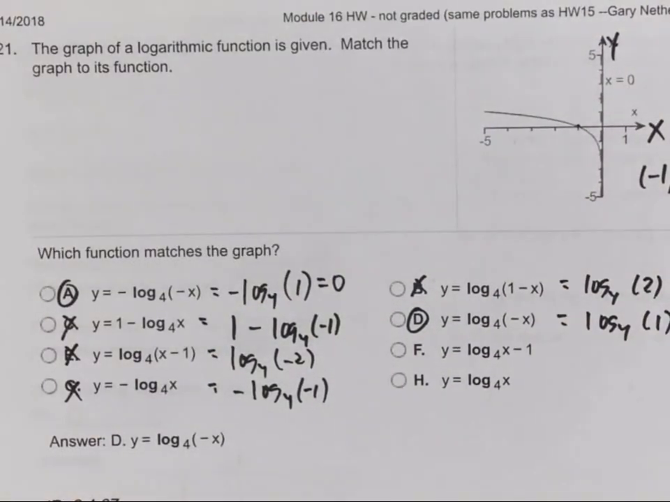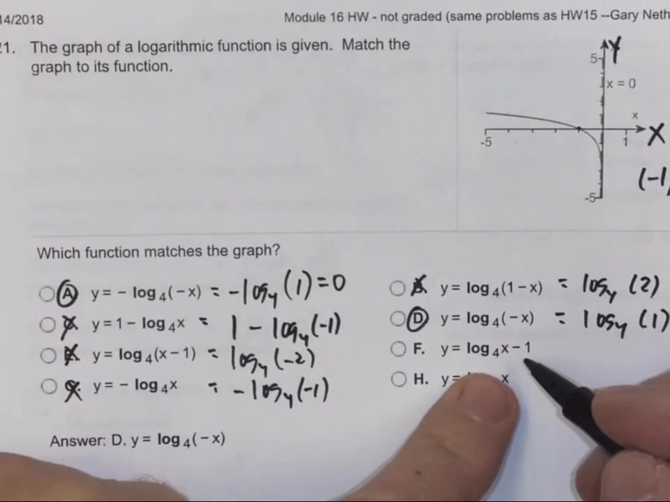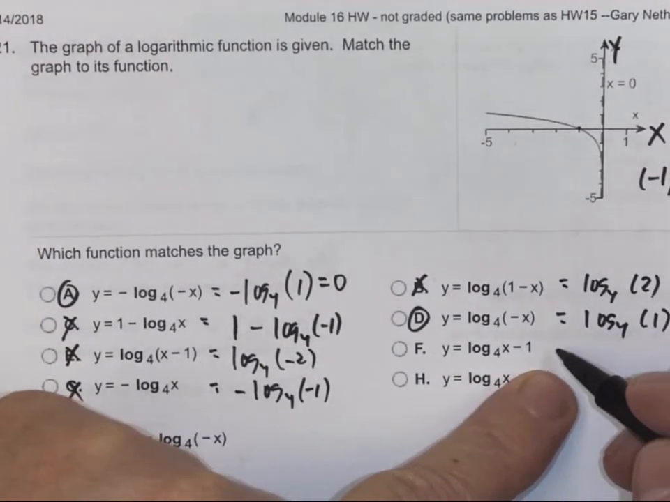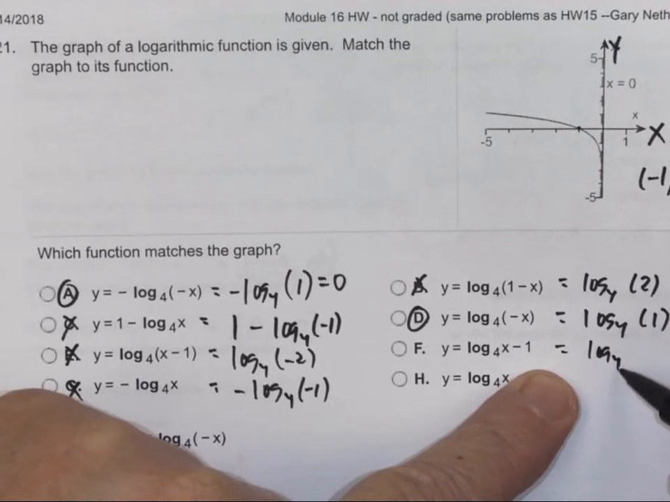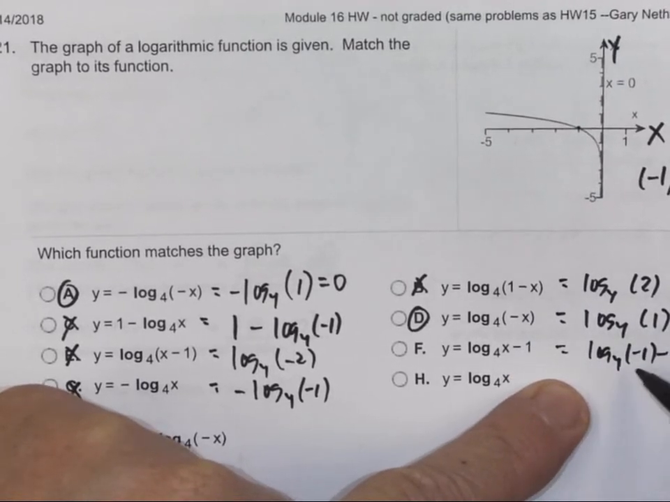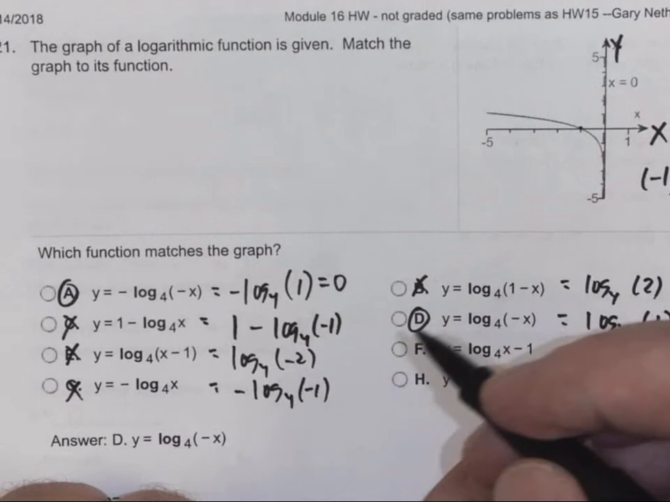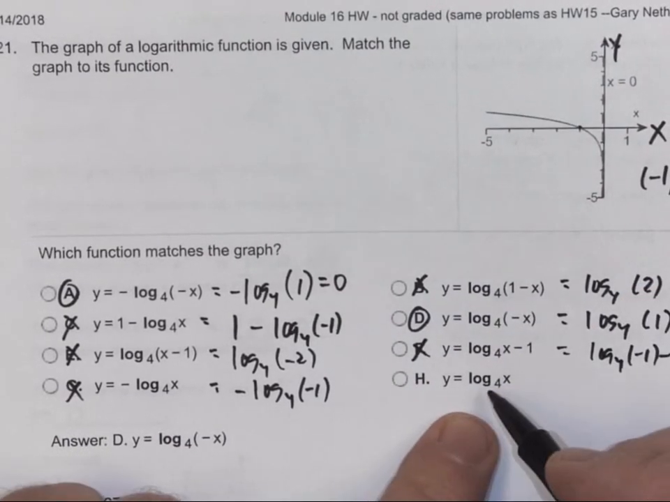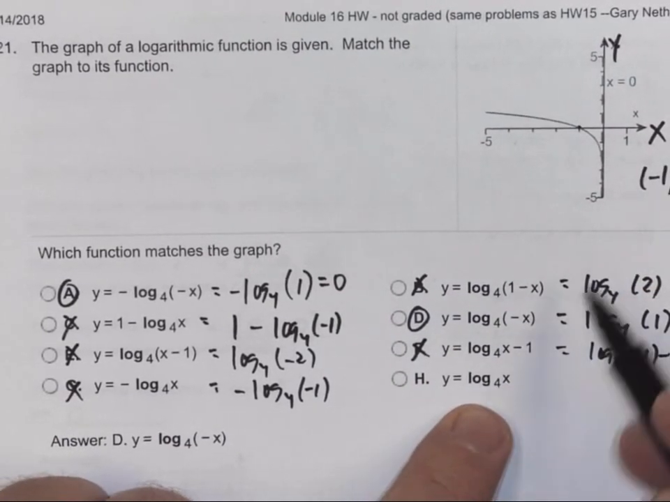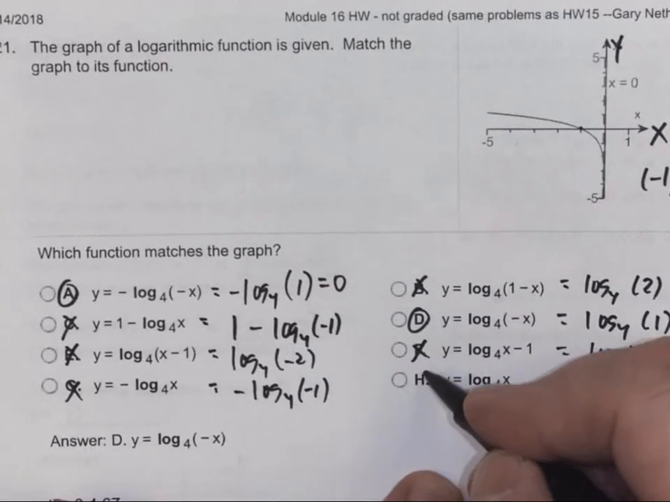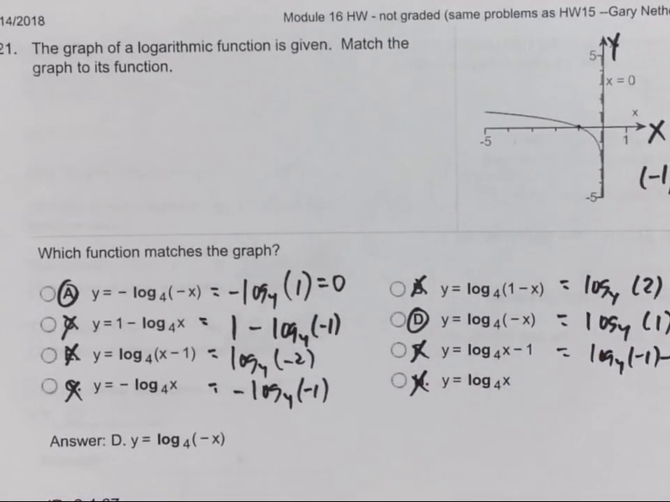So far I've got two equations that this point works for. All right, let's do this one. Log base 4 of x. Log base 4 of -1 minus 1. I'm taking the log of a negative number. Can't do it. And actually, this last one, if you plug in -1 for x, you're taking the log of a negative number. All right, so I've narrowed it down to A and D. Now I have to determine which one of these is correct. Let's go ahead.